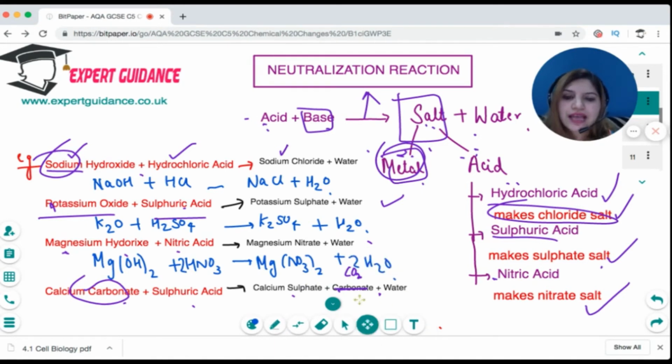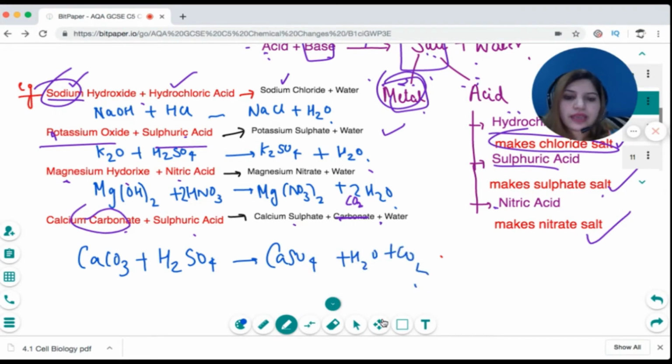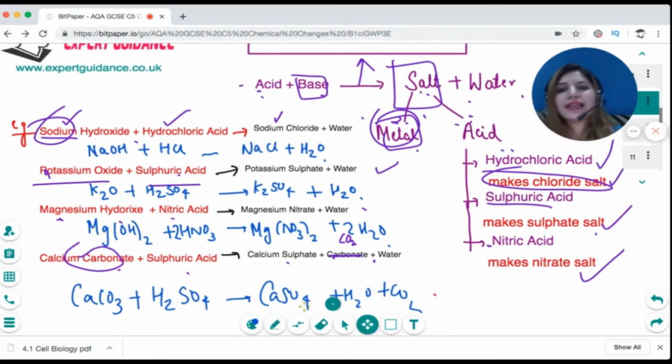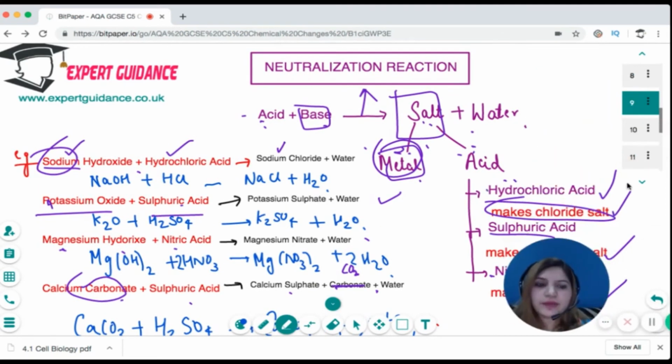And the last, calcium carbonate. Calcium carbonate is CaCO3. Sulfuric acid is H2SO4. They react to form calcium sulfate plus water plus CO2. Okay, so you should know how to write the balanced chemical equation and how to name the salts. I hope this is clear to you.